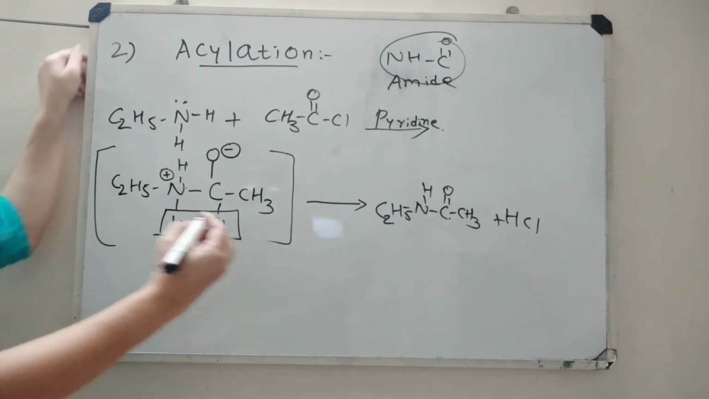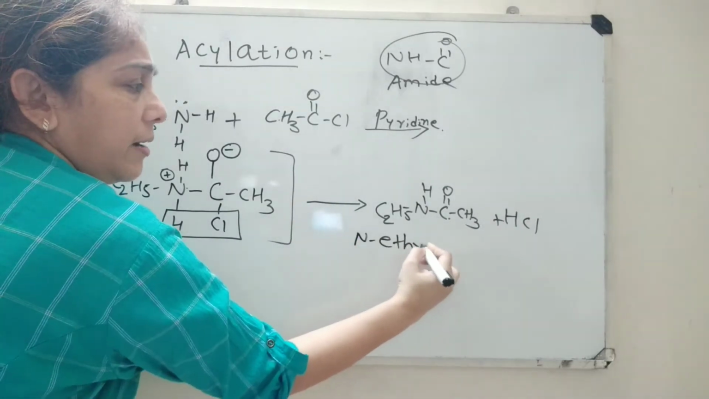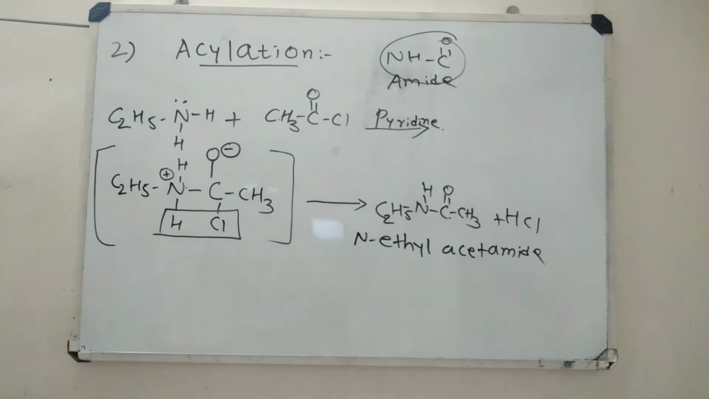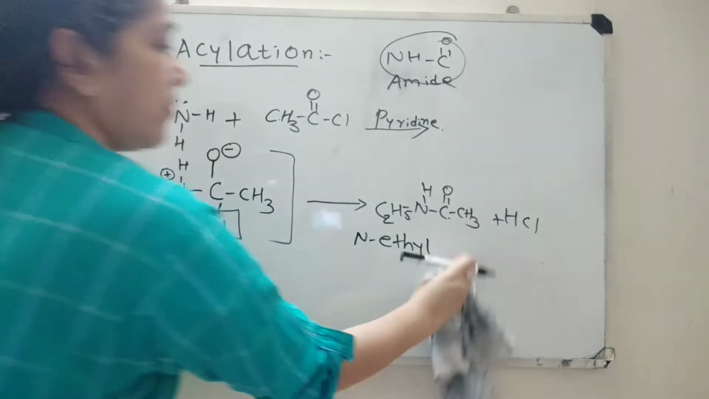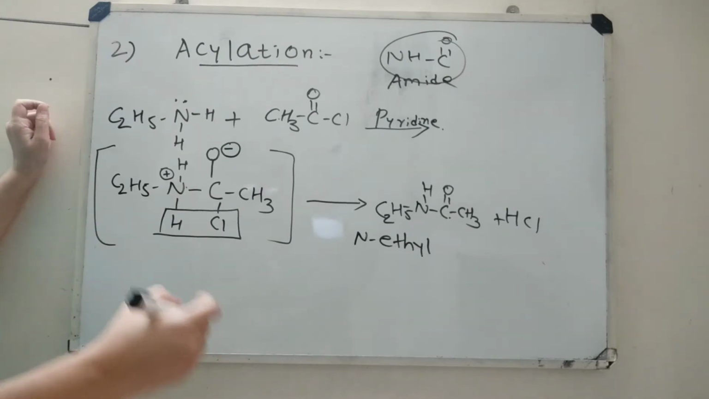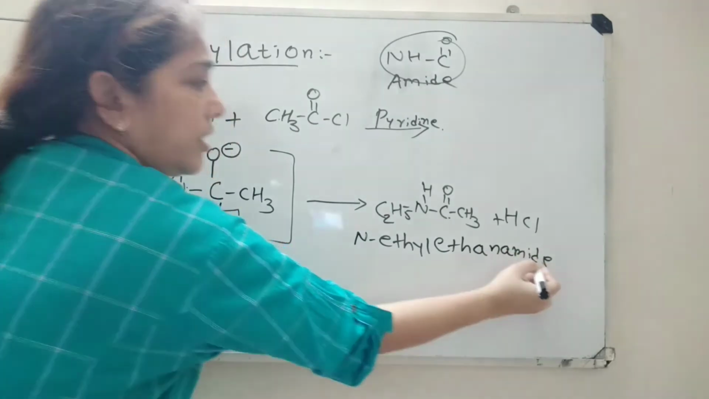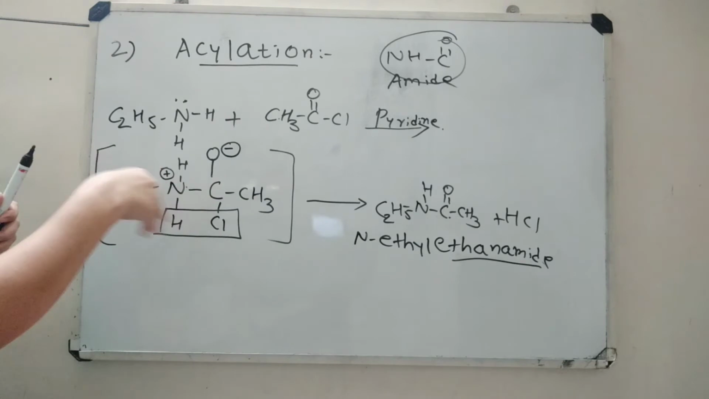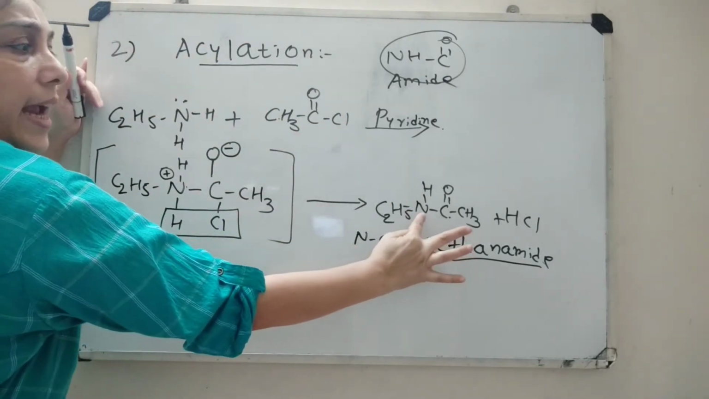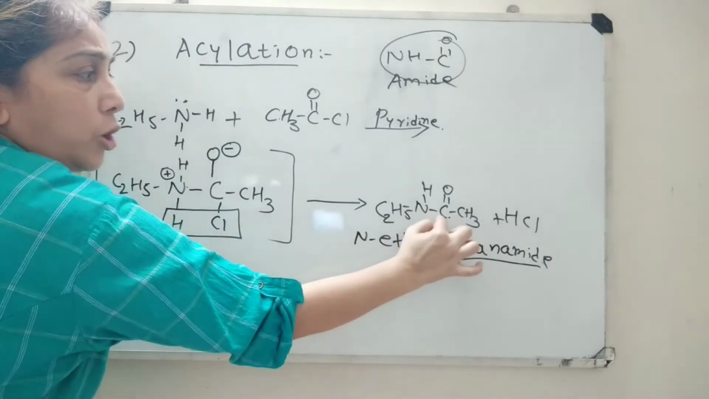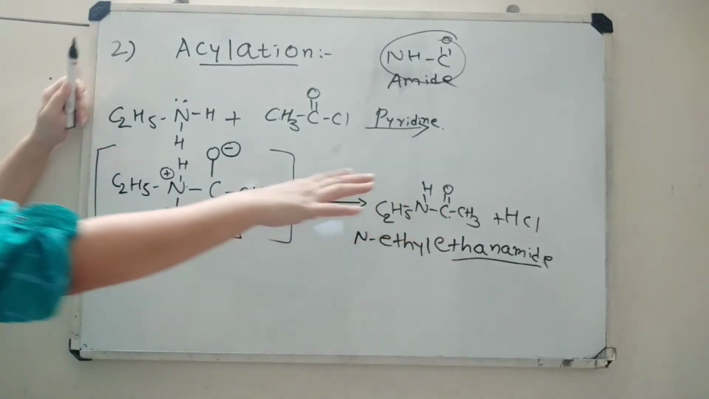The name of this compound is N-ethyl acetamide, or we can also say N-ethyl ethanamide. This ethanamide is common for every reaction, because at the end we are getting this NHCO group, which means the amide group is there, and in this case there are 2 carbon atoms, so it is ethane, so it is ethanamide.